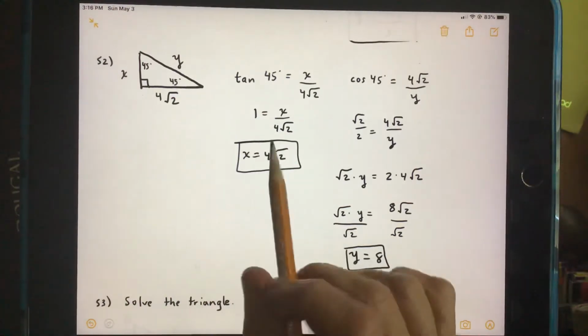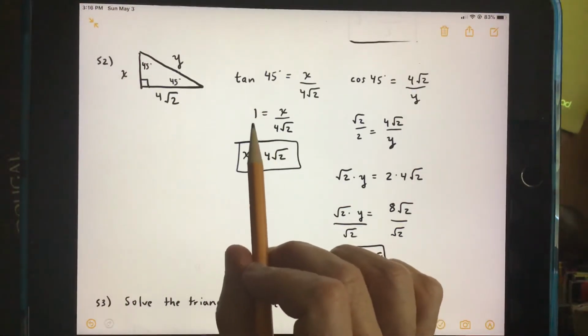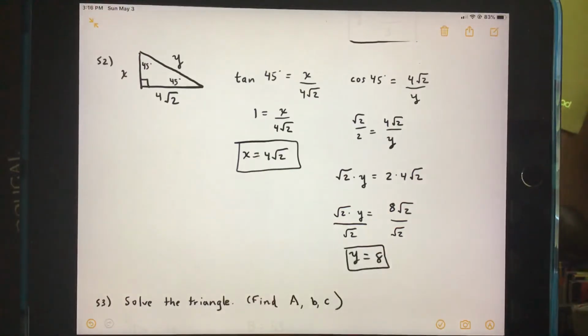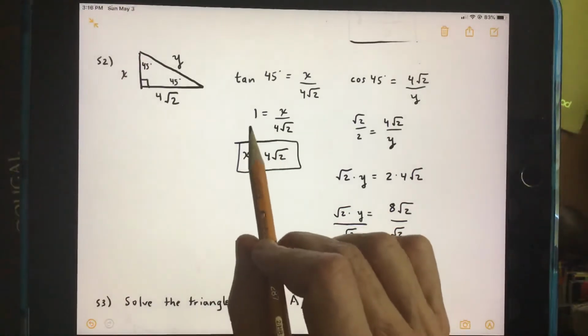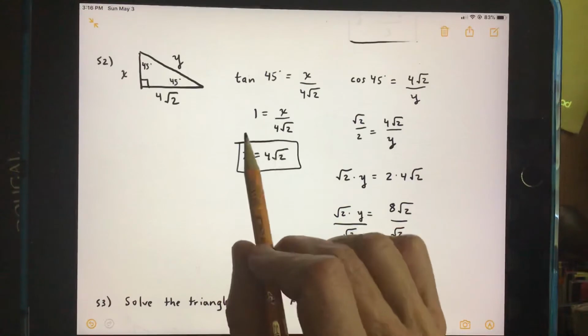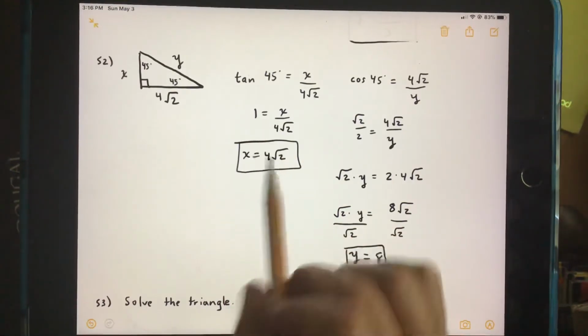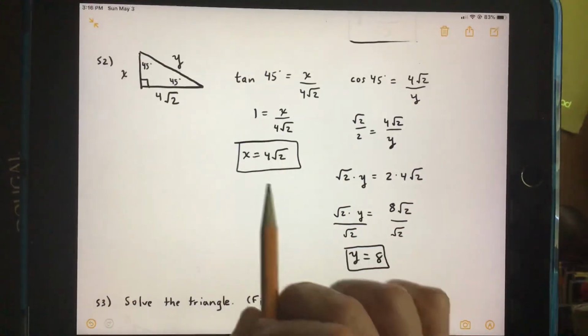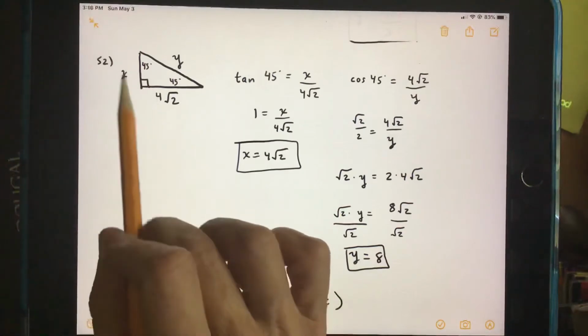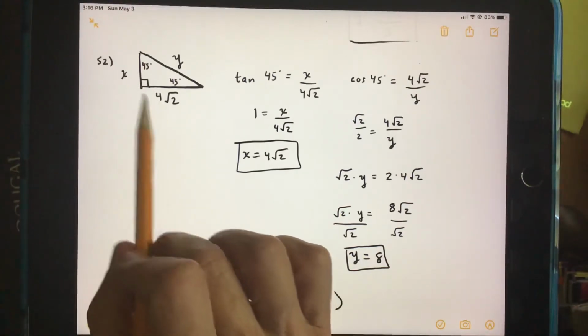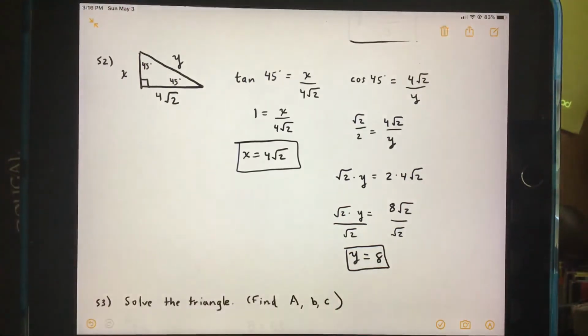I look on my table and I find out the tangent of 45 degrees is 1. And so solving for x using cross products, there is a 1 over 1 here. So x times 1 is x, and 1 times 4 root 2 is 4 root 2. So there I am. x is 4 root 2. And that makes sense. In a 45-45-90 degree triangle, the legs will have exactly the same measurement. So they're both 4 root 2.